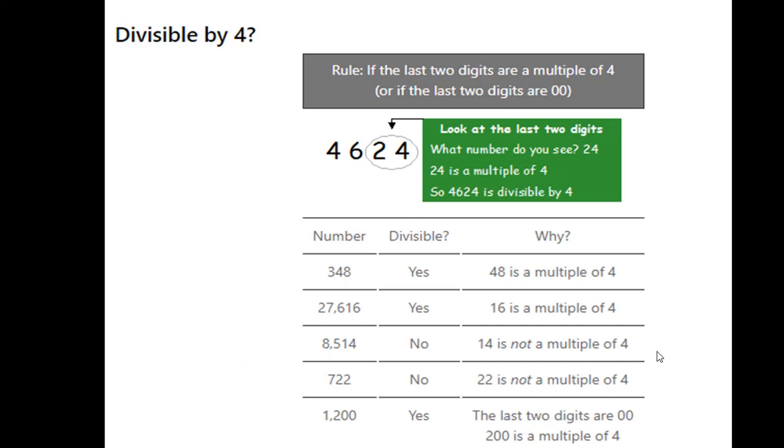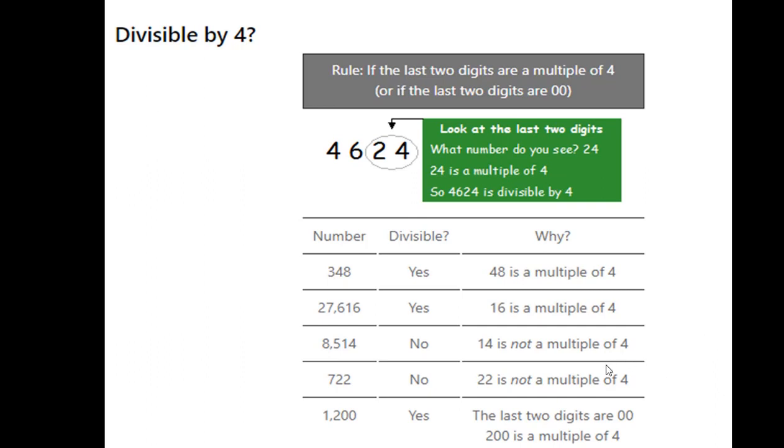4624. Take the last two digits alone, that is, the ones place and tens place. If that number is a multiple of 4, then the whole number is also divisible by 4. The last two digits here are 24. 24 is a multiple of 4, since 4 into 6 is 24. So the number 4624 is divisible by 4.